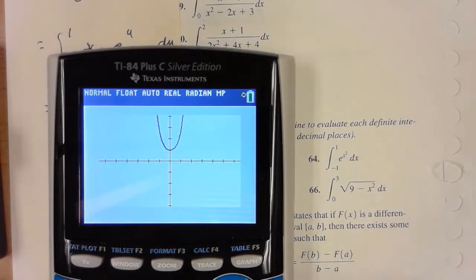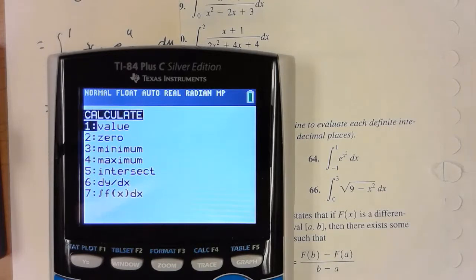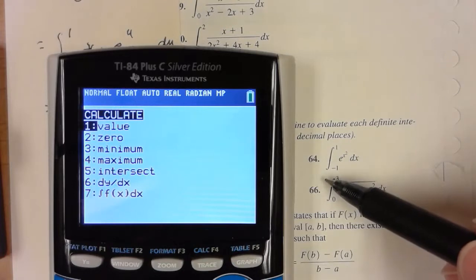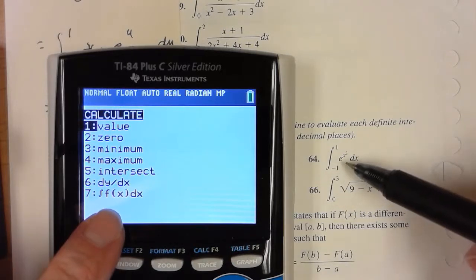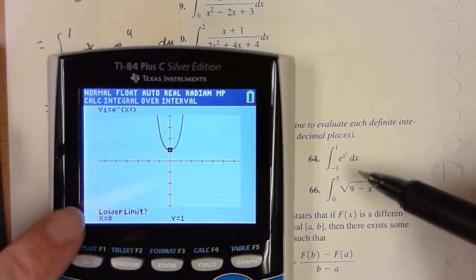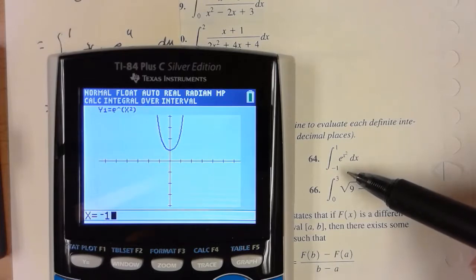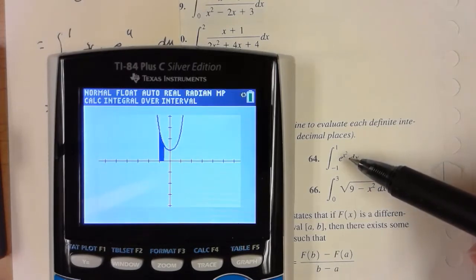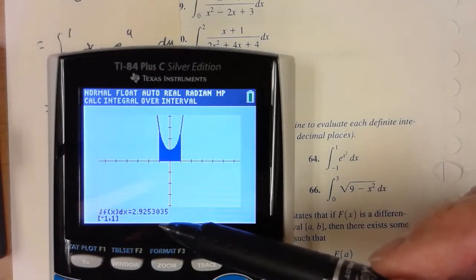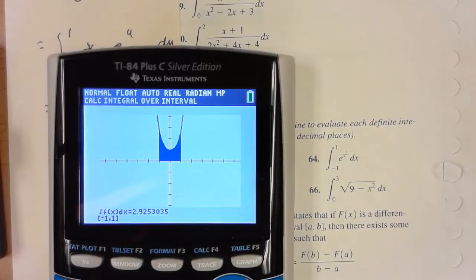So now if I do second trace, anytime I want anything off this calculator, if you'll notice number 7, that's exactly like this. And that's why I have to put in the original, because I need it in that form. So I'm going to press 7. Now your calculator will ask for lower limit, so I type in -1, and the upper limit is 1. And there's my area right there. And I can use this to check my other problems too.